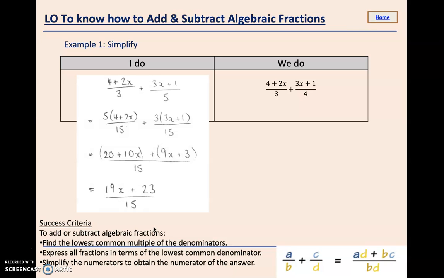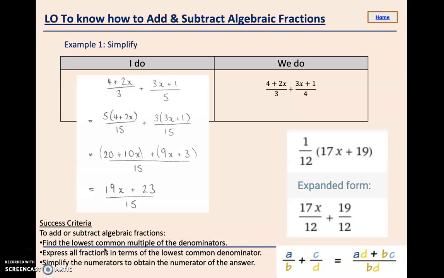So if you've got that down, can you now pause the video and spend 2 minutes trying to solve the we do? Okay, so there's the example. There's the answer for the we do.